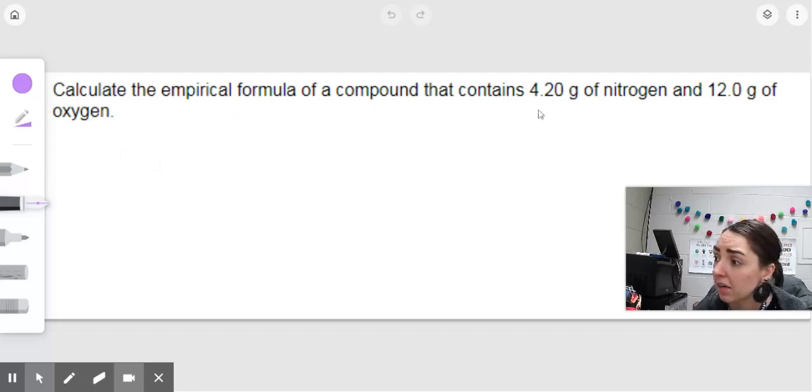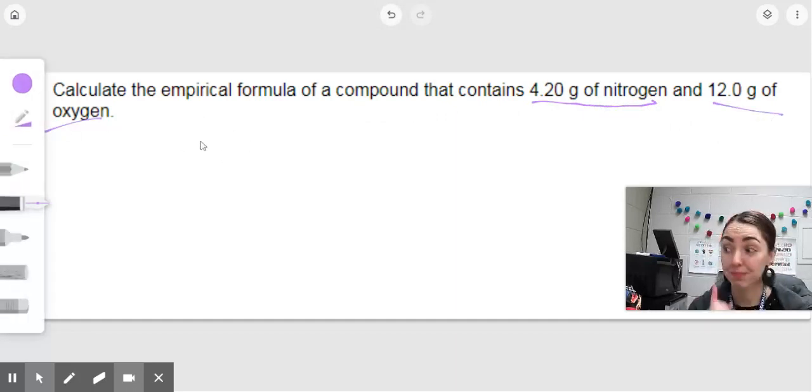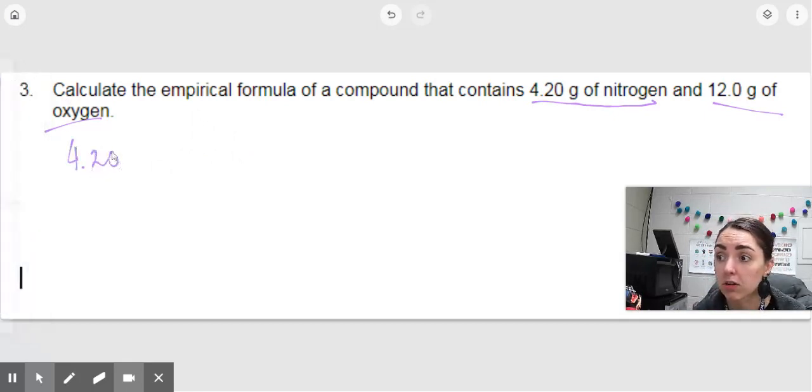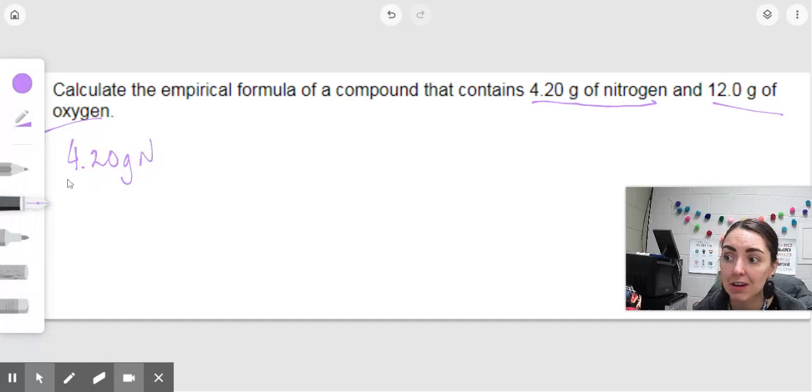I've got a formula that contains 4.20 grams of nitrogen and 12.0 grams of oxygen. I'm converting those to moles. So I got 4.20 grams of nitrogen. Label, label, label. Cannot emphasize this enough. I've got two things going on here: I've got nitrogen and I've got oxygen. Label them so you can keep them straight.